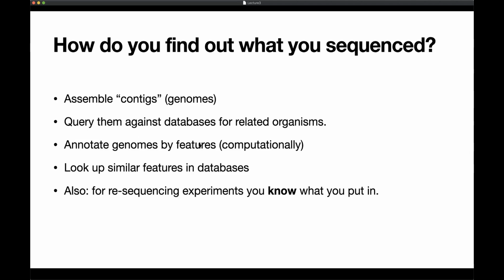So try to identify genes or specific motifs like these polybasic cleavage sites, things that we know by studying other sequences, and always look up similar features in databases. The power of bioinformatics and comparative genomics is that we have such a vast reference database that almost nothing that we sequence is going to be unidentifiable. There's going to be something similar to it somewhere. And if you're doing resequencing, you know what you put in, right? So if you were sequencing SARS-CoV-2, or if you're sequencing human genomes, you should get that back.